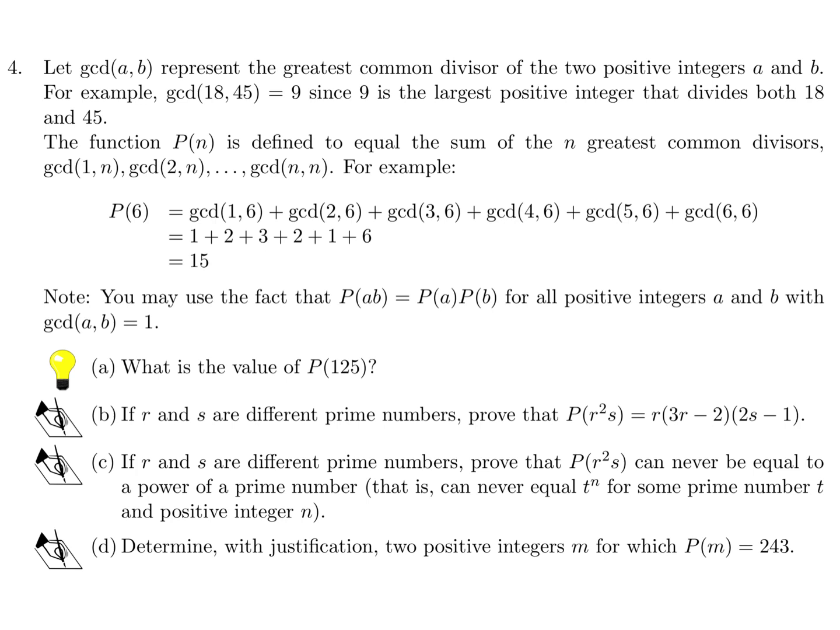Let GCD(a, b) represent the greatest common divisor of the two positive integers a and b. For example, GCD(18, 45) is 9, since 9 is the largest positive integer that divides both 18 and 45. The function P(n) is defined to equal the sum of the n greatest common divisors, GCD(1, n), GCD(2, n), all the way up to GCD(n, n). For example, P(6) is GCD(1, 6), GCD(2, 6), all the way up to GCD(6, 6), which is 1 plus 2 plus 3 plus 2 plus 1 plus 6, which is 15. What is the value of P(125)?